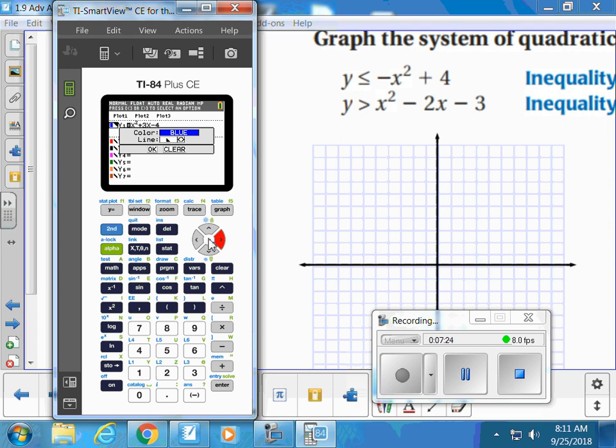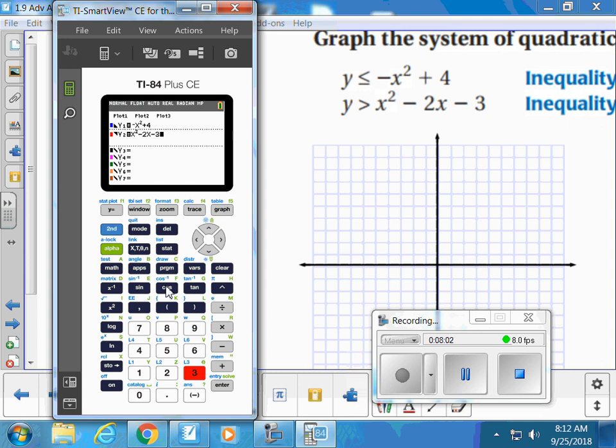So that's shade below. For my first one, I'm going to shade below the equation negative x squared plus 4. That's my blue line. Now my red line is that y is greater, so my red line is going to be shade above. I make this one a shade above. And they're both going to graph at once. This is going to be so cool. X squared minus 2x minus 3.